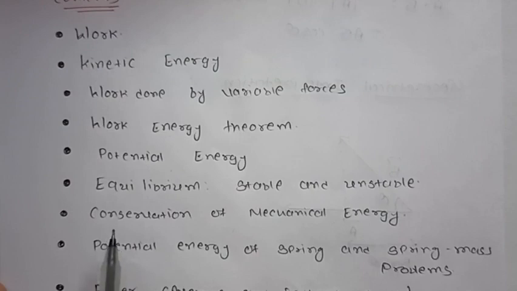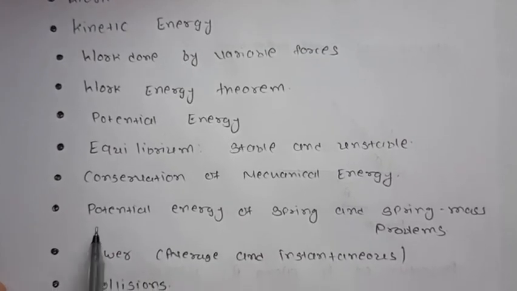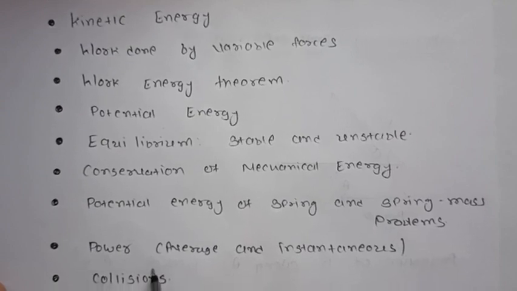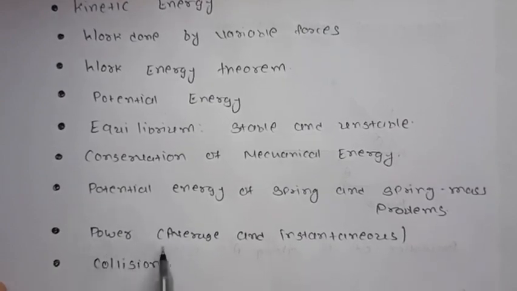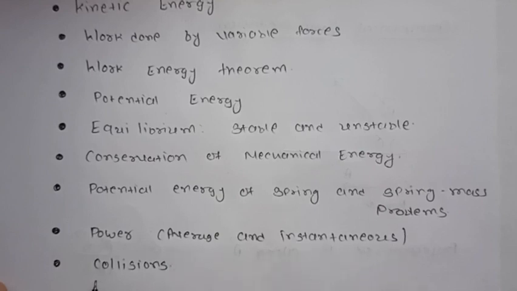Then we will move to conservation of mechanical energy, its proof and some examples based on that. Later on, we will understand the potential energy of a spring and the spring mass system. Then the third part of the chapter, that is power, in which we will understand average and instantaneous powers. And at last we will learn collisions, the different types of collisions: elastic, inelastic, perfectly inelastic, some examples on that, and at last we will solve some previous year questions.